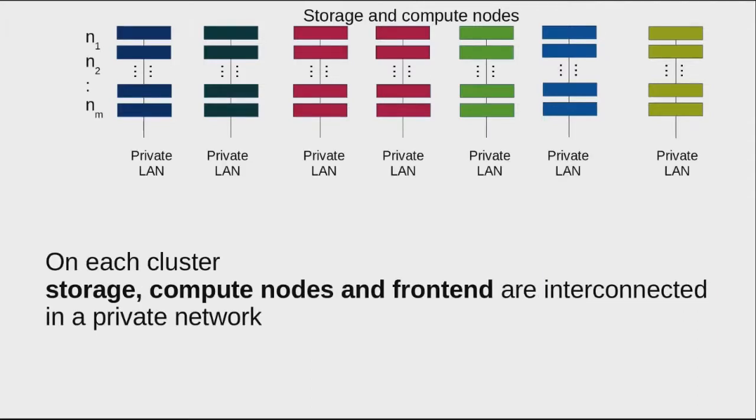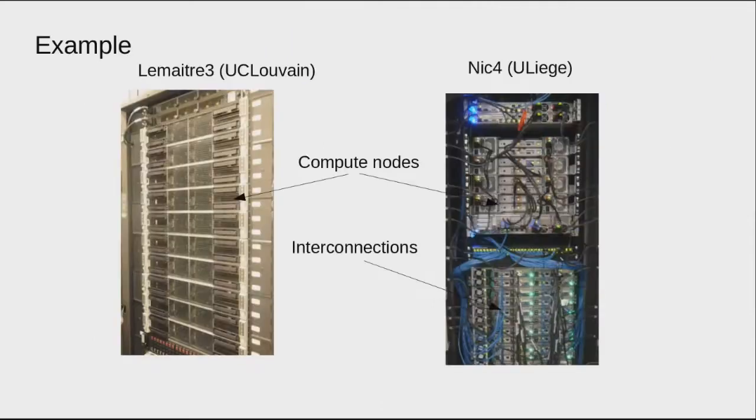Each cluster is made up of a set of computers called compute nodes to submit tasks, storage nodes to keep your files, and an access node called the frontend. All these nodes are interconnected by a private network. For example, in this image, you can see the front of the compute nodes, which are part of the Lemaitre3 cluster, and the back of the NIC4 cluster with the network cables connecting the nodes.